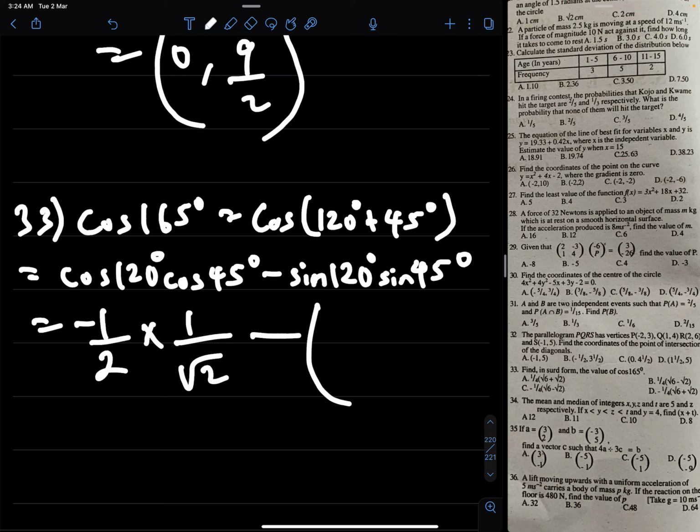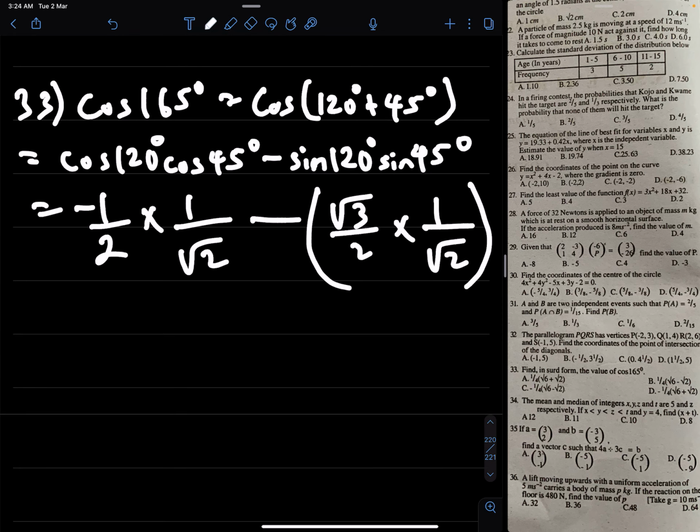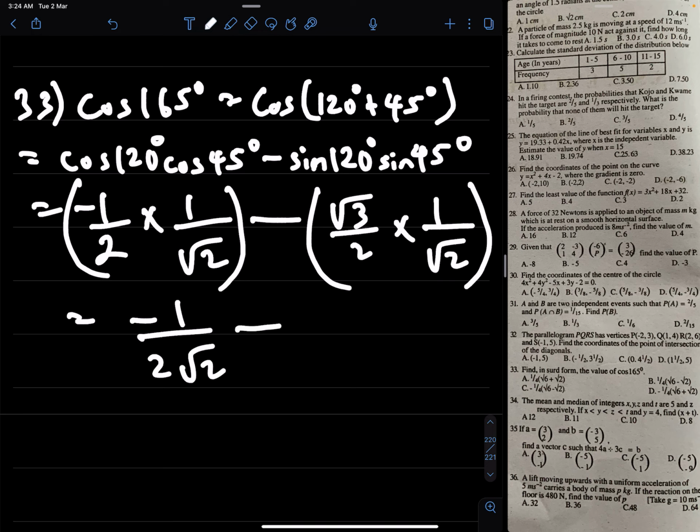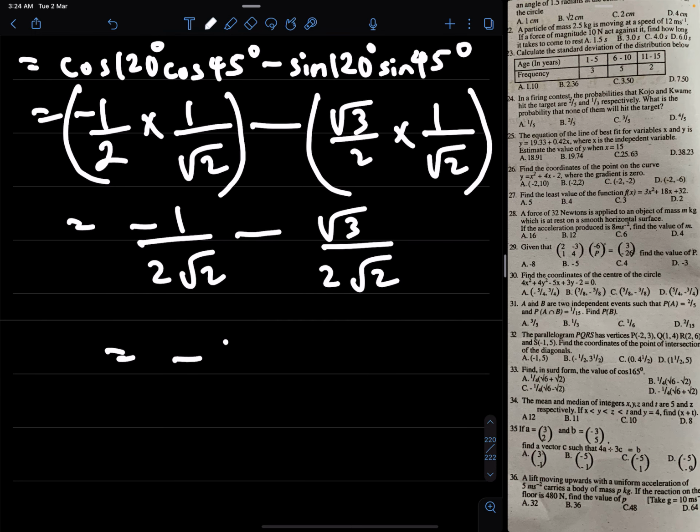Sine 120 is the same as sine 60, which is simply root 3 over 2 times sine 45, which is simply 1 over root 2. And that means I'm going to have minus 1 over 2 root 2 minus root 3 over 2 root 2, which means minus 1 minus root 3 all over 2 root 2.